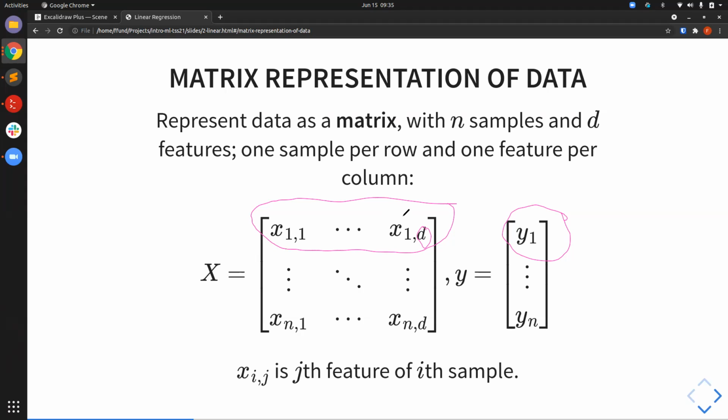Each sample is a row and a label. And we stack all of these samples vertically, so they become a matrix. We have n rows in the matrix, where n is the number of data samples. And we have D columns, where D is the number of features. And then we have a vector Y, same as before, where we have one label for each sample.